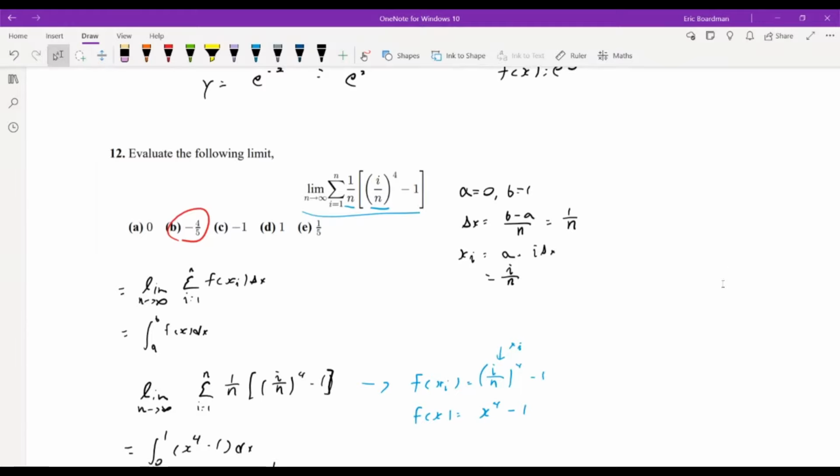Would this trick work for any problem like this? Well, it should if you have a Riemann sum. Keep in mind, this is only for Riemann sums, where you have the limit as n approaches infinity of the sum going from i equals 1 to n of something that's of the form f of x_i times delta x. It would work for anything like this. I can't think of a scenario right now where it wouldn't work.